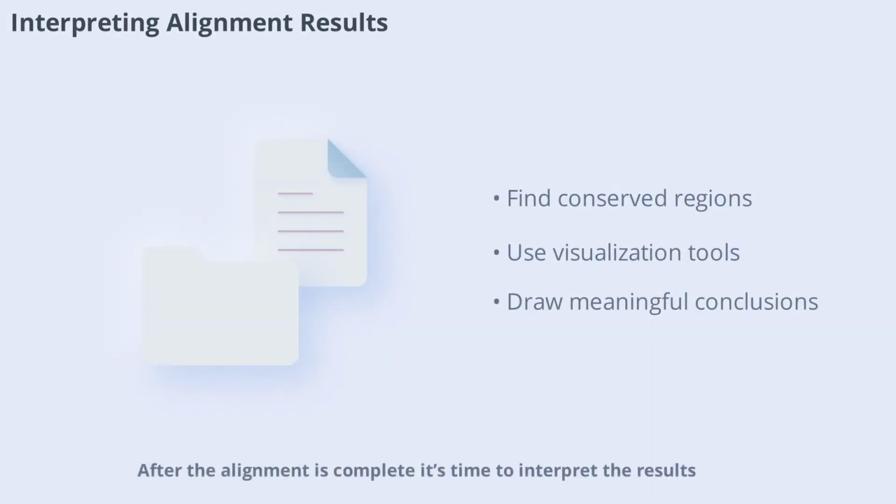After the alignment is complete, it's time to interpret the results. Look for conserved regions, motifs, and patterns that stand out. These may indicate functionally important sites or evolutionary conservation. Visualization tools can help you explore the alignment and highlight key features. Careful interpretation is essential for drawing meaningful conclusions from your data.